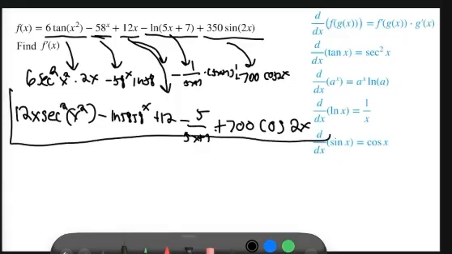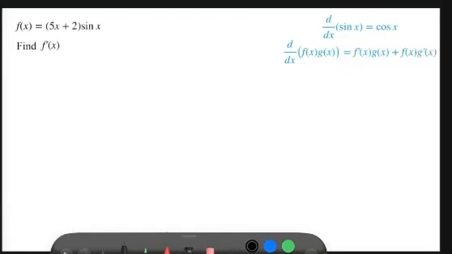This is a great example of how even a big looking problem is still manageable, even if you just do one rule at a time. Moving on to the next question. If you guys want, pause to try this question. The formula is shown on the right for the product rule.